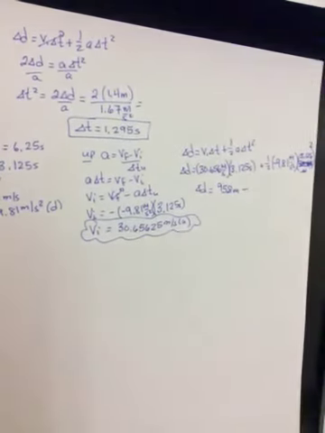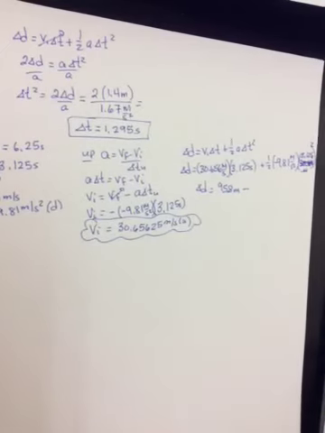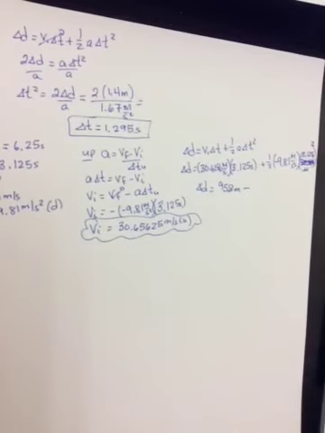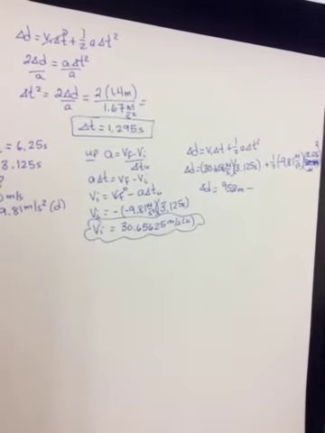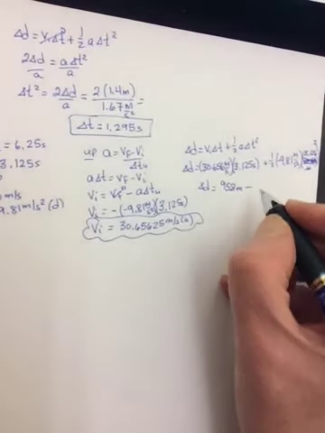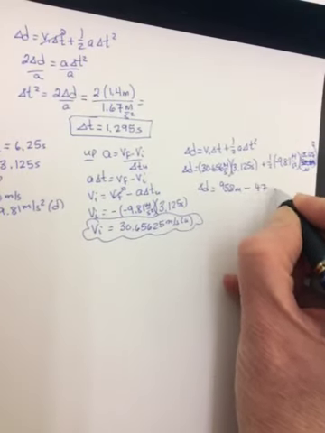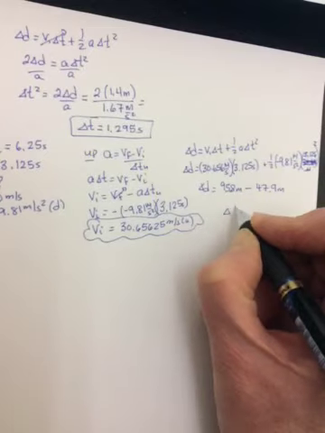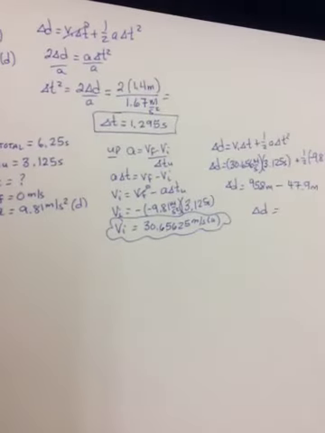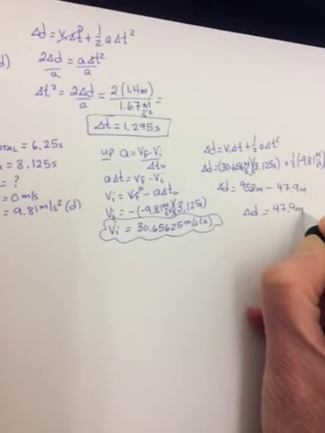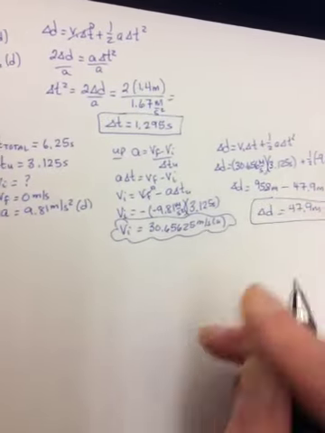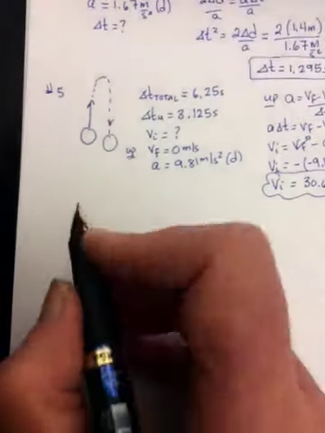And then it's going to be minus, brackets, 0.5 times 9.81 times 3.125 squared, minus 47.9. And when you subtract them, you get 47.9 meters. Okay, that is number five.